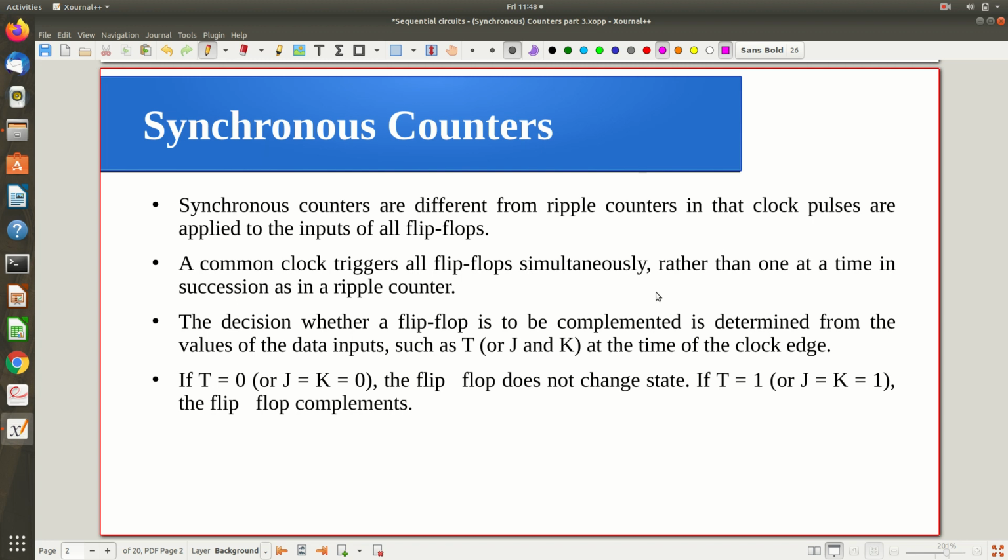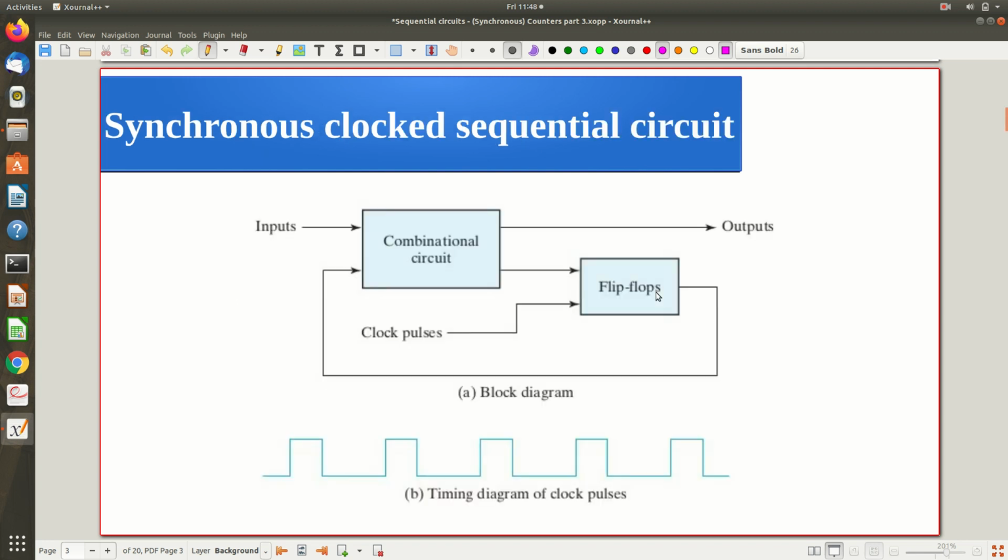Sometimes you want to toggle. If you look at the least significant bit in any up counter or down counter, it will toggle continuously. But the other bits sometimes will toggle and sometimes will not toggle. That is determined from the values of the data input, such as T, and also the clock. Anyway, we will see the design, and at that time this concept will be clear to you. Sometimes we want to toggle and sometimes we don't, so we have to clearly identify that, and we will implement it using normal combinational circuit gates. Okay, so this is the basic idea.